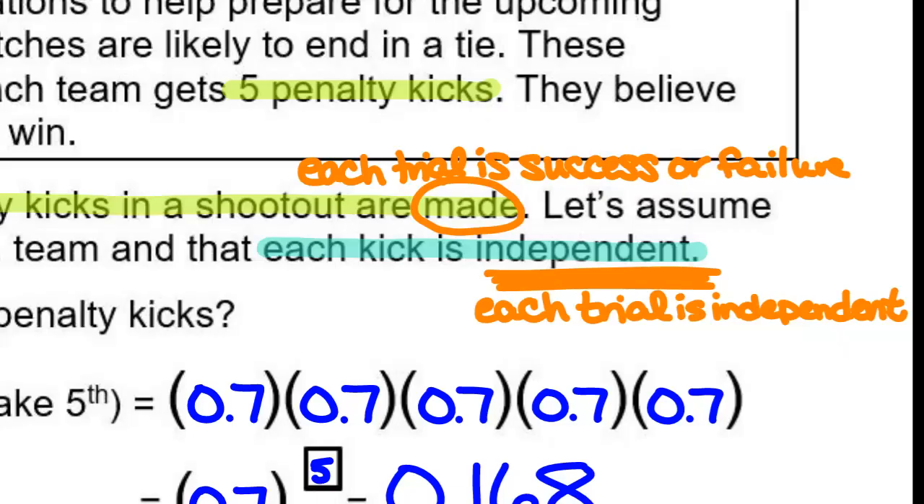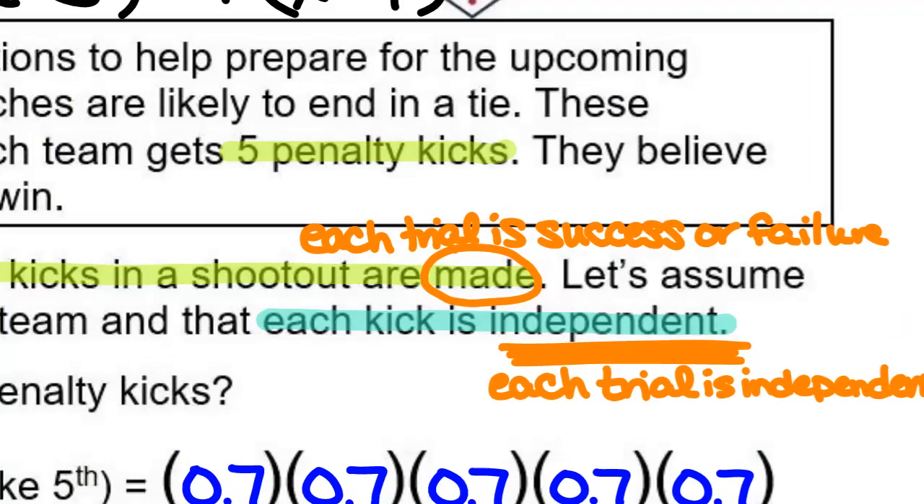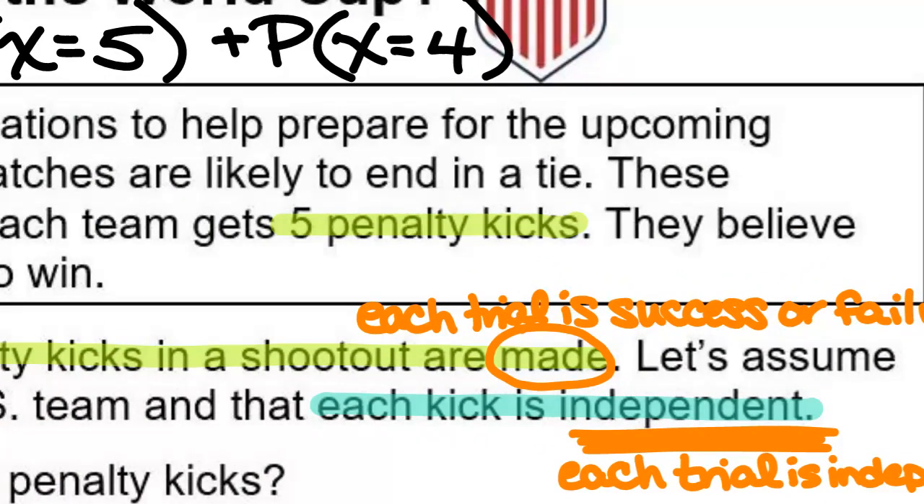What was the third criteria? Either unmute your mic or type it into the chat. First criteria was binary, has to be success or failure. Second criteria is that each trial is independent, and we've identified where it said that. What was the third criteria for it to be binomial? Fixed trials. Yes, thank you guys.